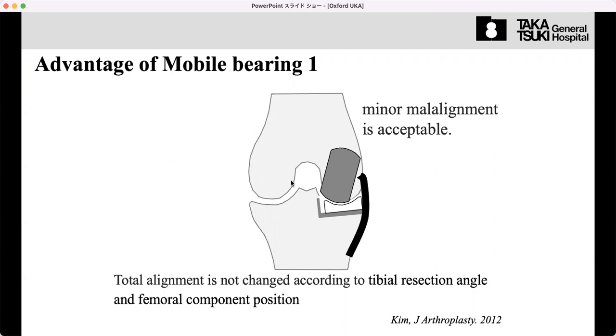Total alignment depends only on the thickness of the bearing. If we insert a thicker one, the total leg alignment becomes more valgus, and if the thickness is thinner, the total alignment becomes more varus. The tibial cutting angle and component angle don't matter. This is a very important thing. So this is the advantage: with mobile bearings, minor malalignment can be acceptable.